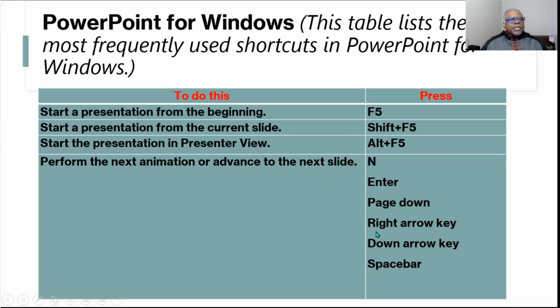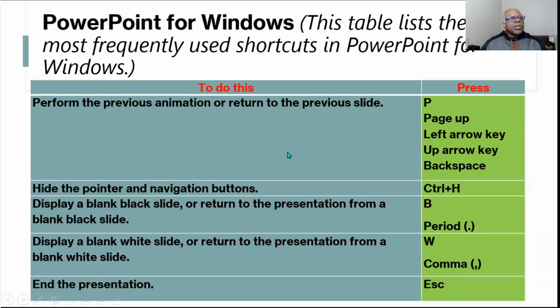And these are some of the shortcuts to advance a slide, and we have a video on it, in addition to your mouse. Perform the previous animation or go to the previous slide. Control H. See if we can make that work. Oh, it did hide the pointer. Oh, we need to bring it back.